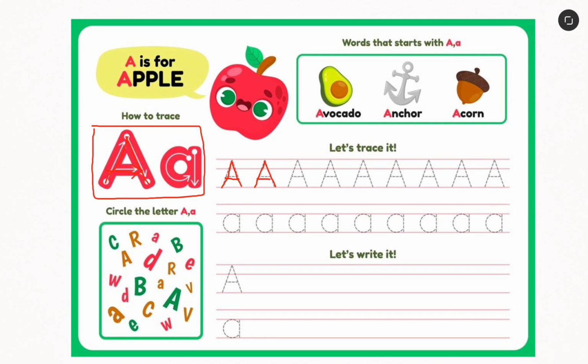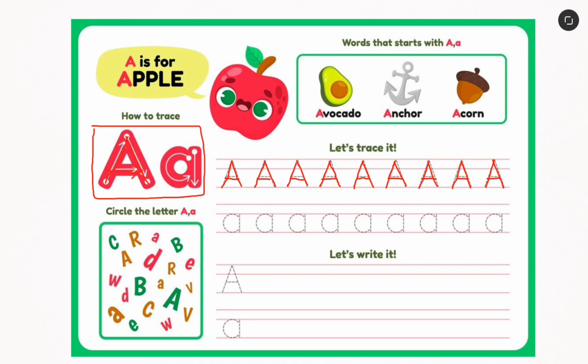Top, bottom, left to right. Okay, then we repeat it again. We trace, okay, so that it matches the line exactly. Okay, so we do it again, and again, and again. Okay, again and again. Very good. That is for capital A.